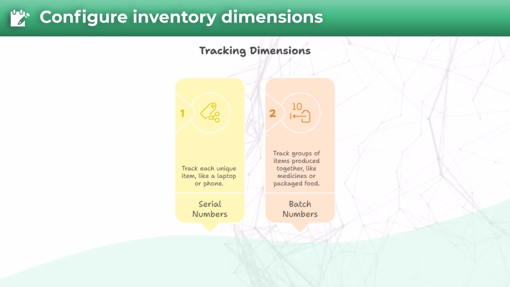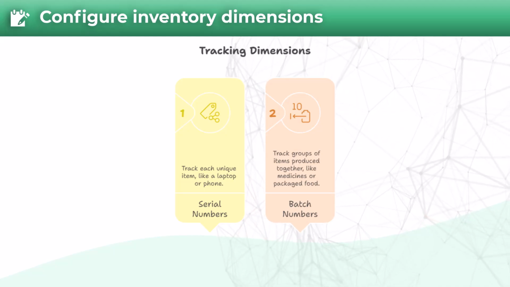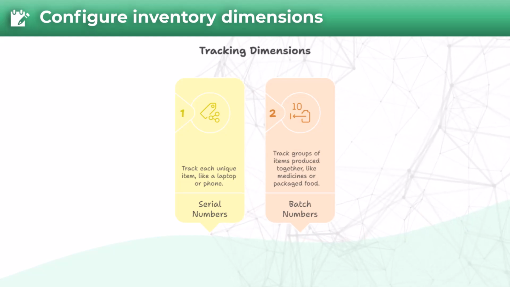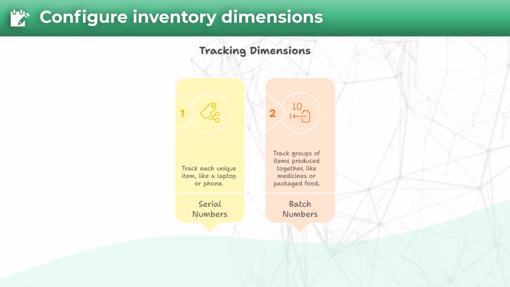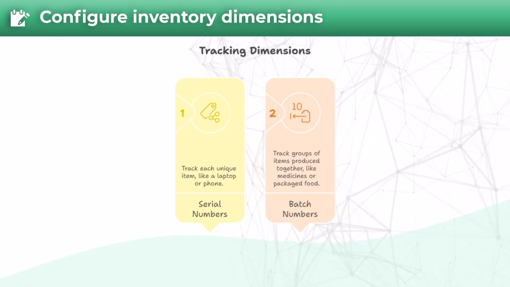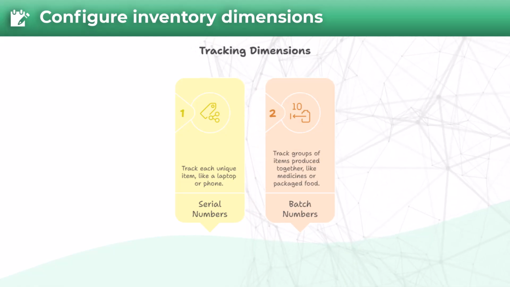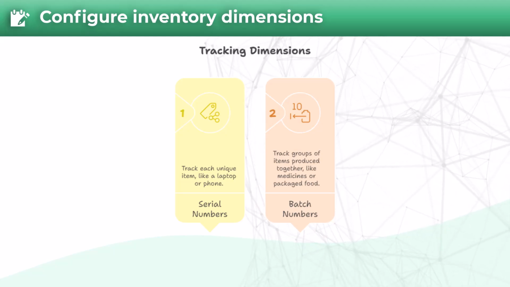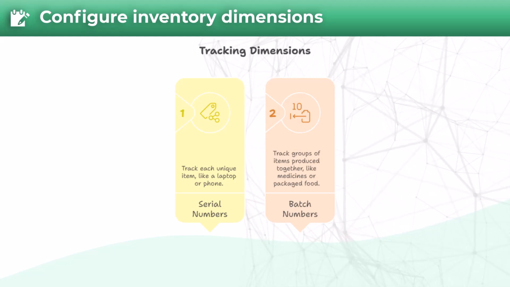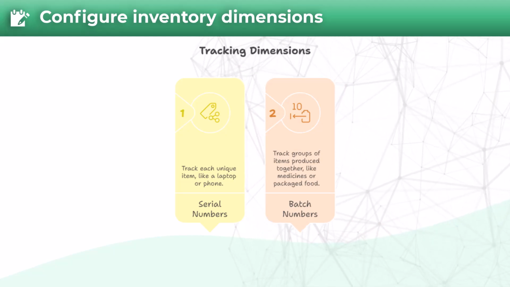Let me give one example for the tracking dimension as well. If a certain batch of chocolates has a defect, you can recall that batch easily without recalling all chocolates, right? If you want to discard it from your warehouse because it is defective, you can discard it using the batch number easily, right?